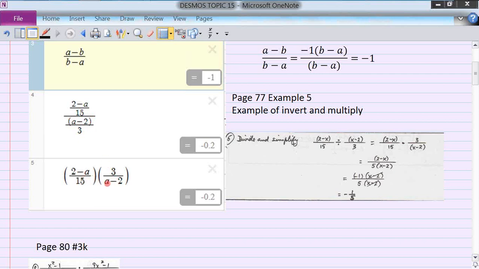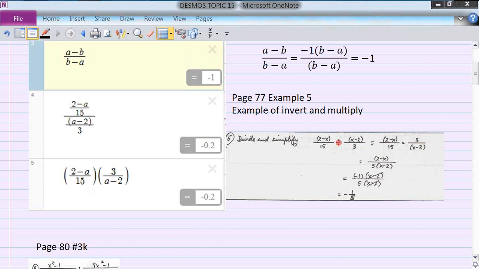I've gone from division to multiplication. And in this case, actually, you can see (2 minus a) over (a minus 2) is minus 1. And so minus 1 times 3 over 15 gives you minus 1 fifth. So this expression and this expression are the same.